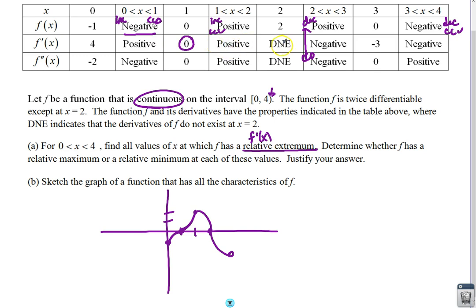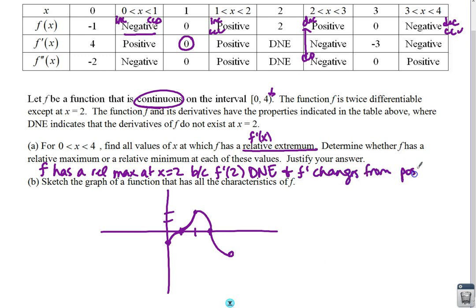Okay, so I go to 2. My first derivative does not exist. Oh, but my derivative does change signs. So because my derivative changes from positive to negative, that tells me I have a relative max. So f has a relative max at x equals 2 because f prime of 2 does not exist and f prime changes from positive to negative.